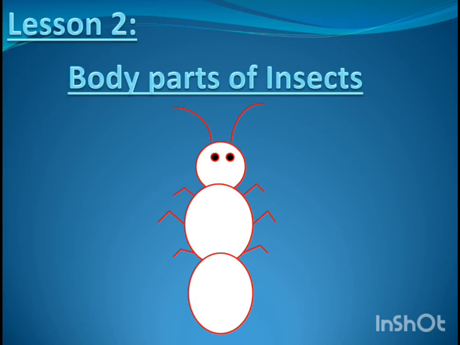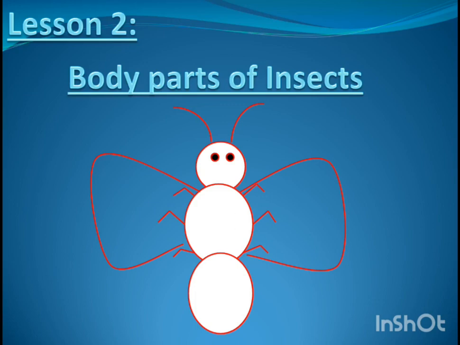And to head you have antenna and eyes. And for thorax you have legs. Along with legs you have wings. So legs and wings are attached to the thorax only. And for abdomen there will be a sting. If you see a honeybee, the tail of the honeybee has a sting in it, isn't it? It is a sting.